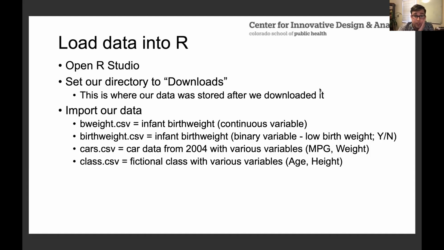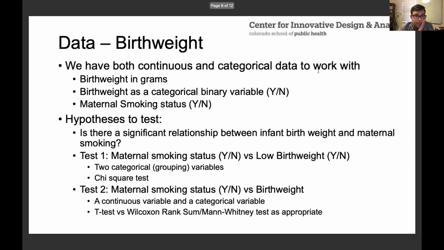And then finally, we have two more data sets. We have a CARS data set, which is looking at cars from 2004 with various variables you might have on cars, things like highway miles per gallon, weight, things like that. And then finally, we have a fictional data set of, I think, a class of middle schoolers. It's about 19 fictional kids, looking at things like age and height. So we'll look at that one as well.